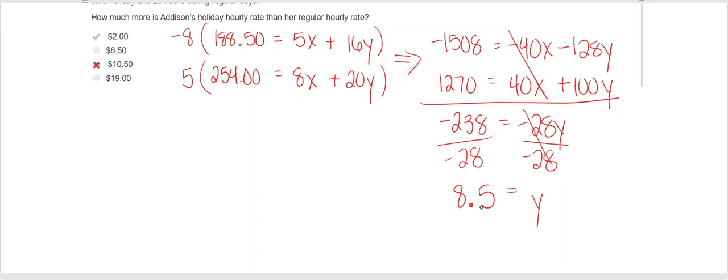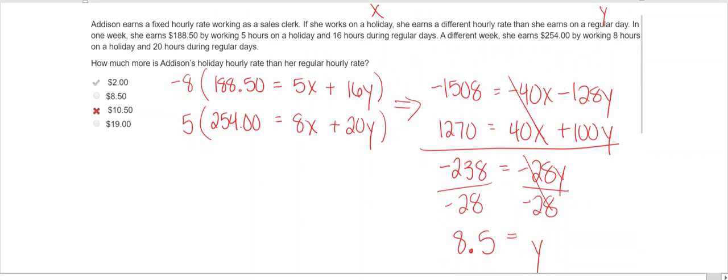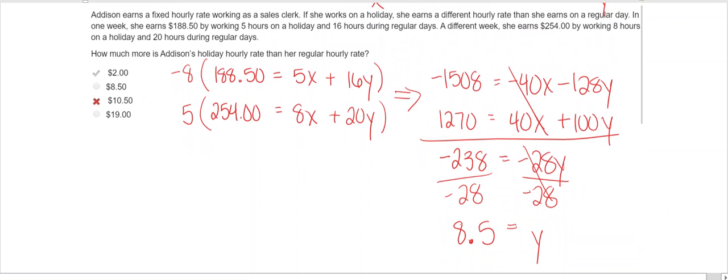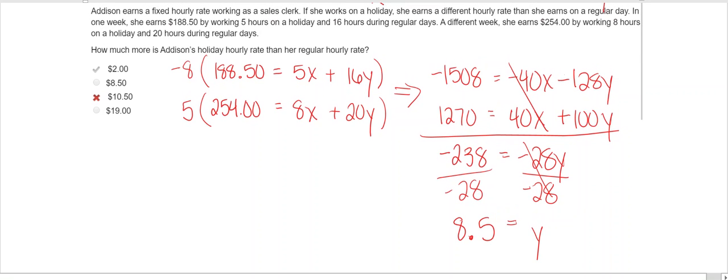8.5. So now we have to go back and remember what y equals. Y is her rate on a regular day. The question, though, was how much more is her holiday rate than her hourly rate? And we're going to need to now plug in, but I know exactly what you did. So if the answer is $2 more, if I add $2 to this, I get $10.50.